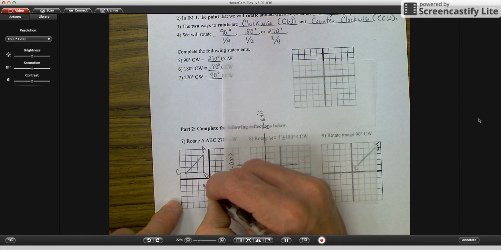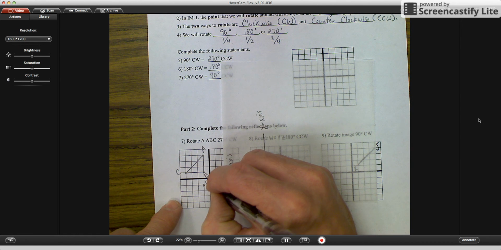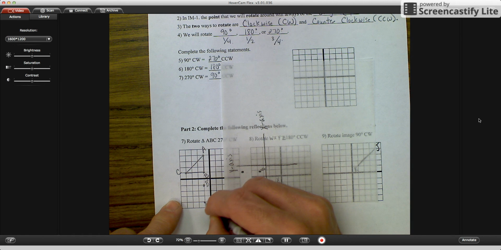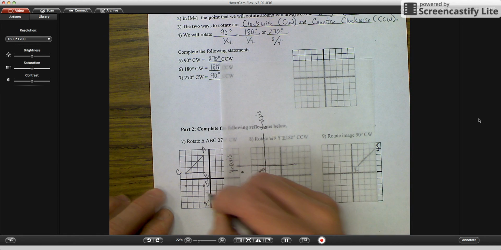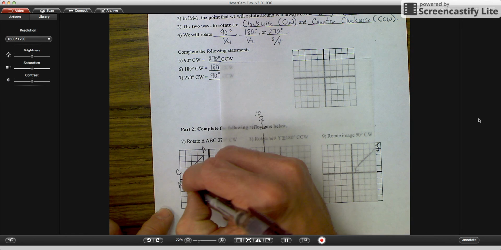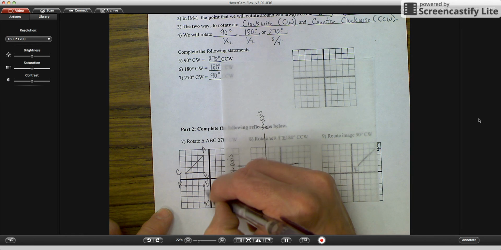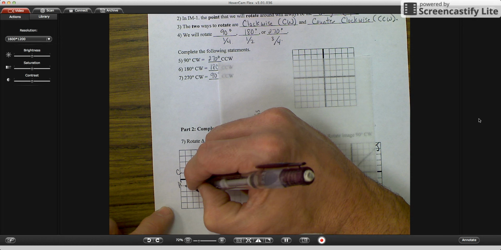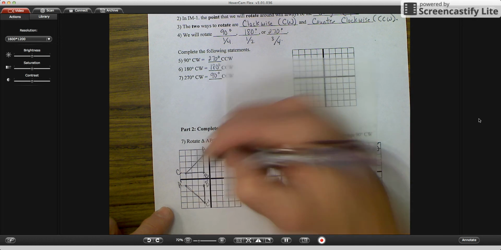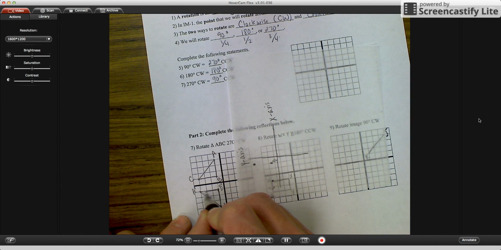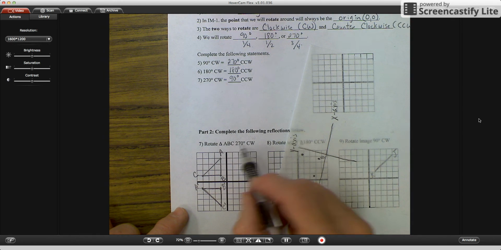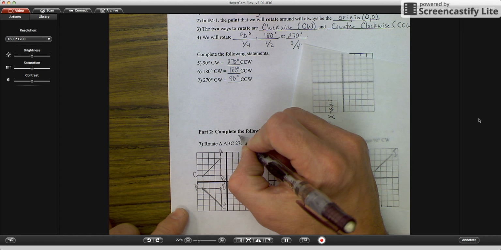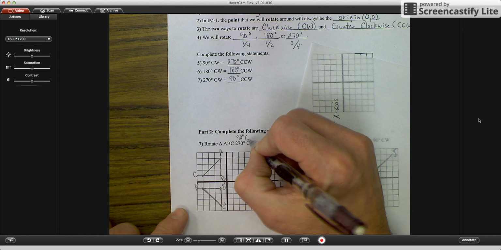-1, -1, and I'm going to call that B prime, because that's why I labeled my B there. -1, -4, and I'm going to call that C prime, and then -4 and -1, and the only letter that's left over is A prime. I'm going to connect my dots, and I have officially rotated my shape 270 degrees clockwise, or I'll write it up above 90 degrees counterclockwise.